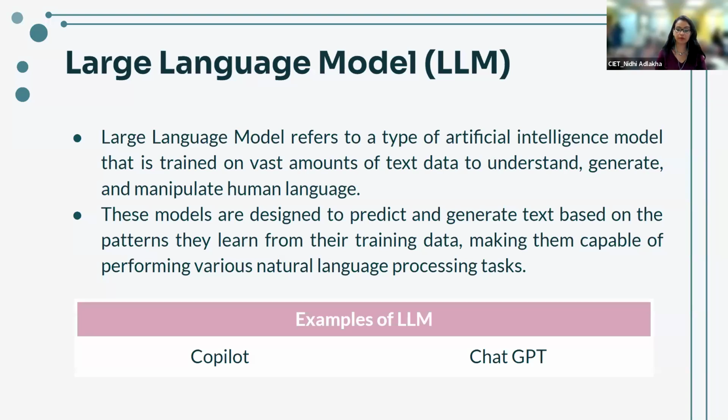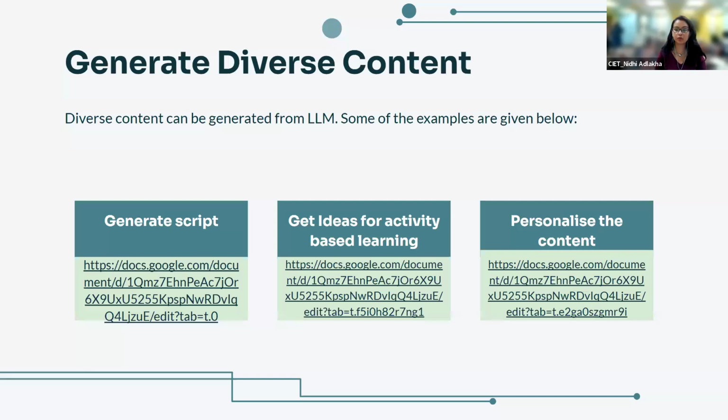Some examples of LLMs are ChatGPT, which all of you must be using, along with Copilot, Llama, Gemini. So there are so many LLMs which are available, and many things you can generate for free. I have also generated this content related to script, activities, personalizing the content, all for free. So we can obtain a lot of information which we can use further for generating resources.